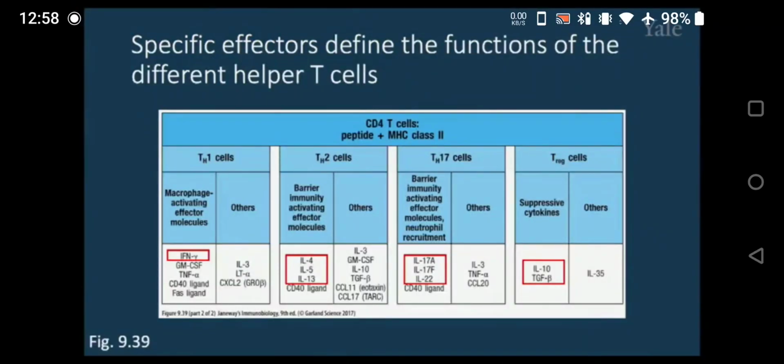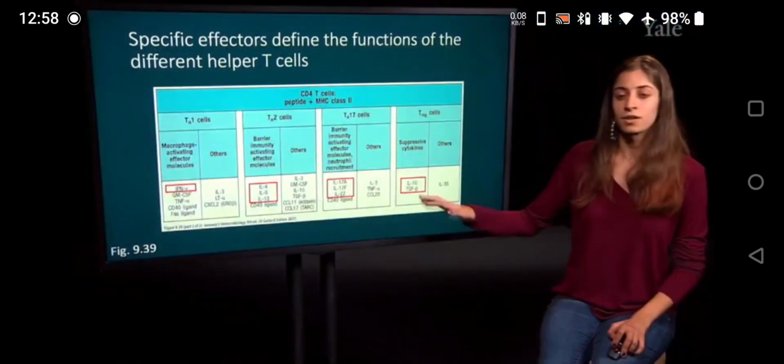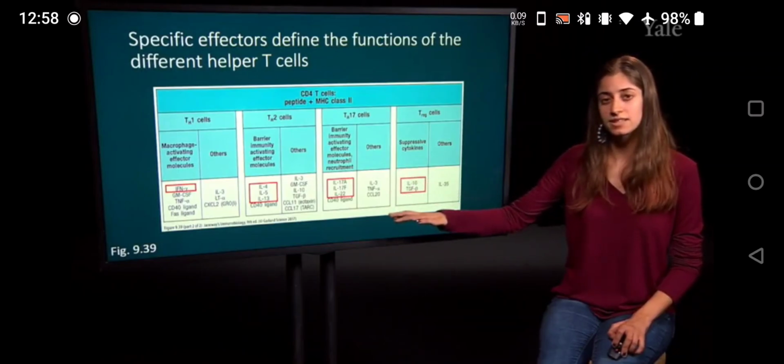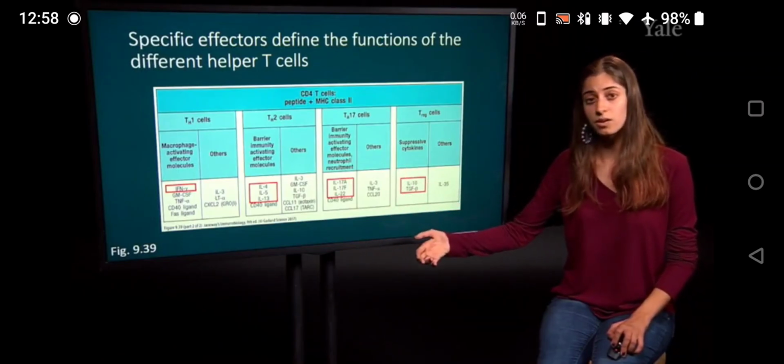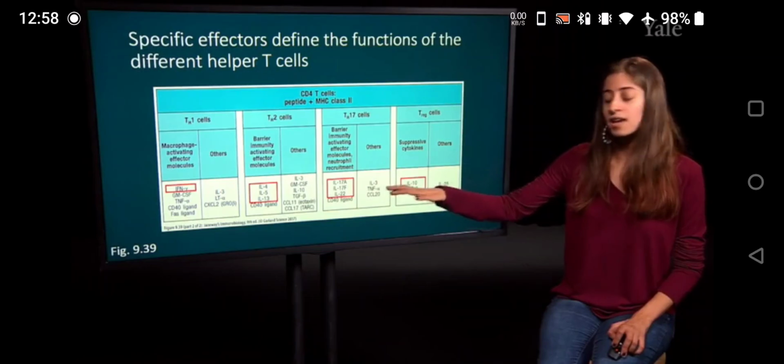Th17 cells also secrete some barrier activating molecules as well as neutrophil recruitment molecules. These include IL-17A, IL-17F, IL-22, CD40 ligand, IL-3, TNF-alpha, and CCL20, a chemokine. We define Th17 cells in the field as being capable of secreting IL-17 and IL-22.